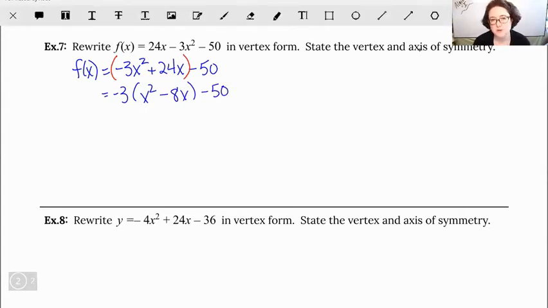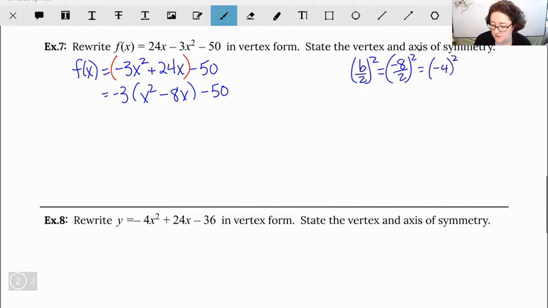Now we're ready to do b/2 squared. So b/2. Our b value is now -8, which simplifies out to a -4. And -4 squared is 16. And so that's that 16 that we're going to add and subtract to balance things out.